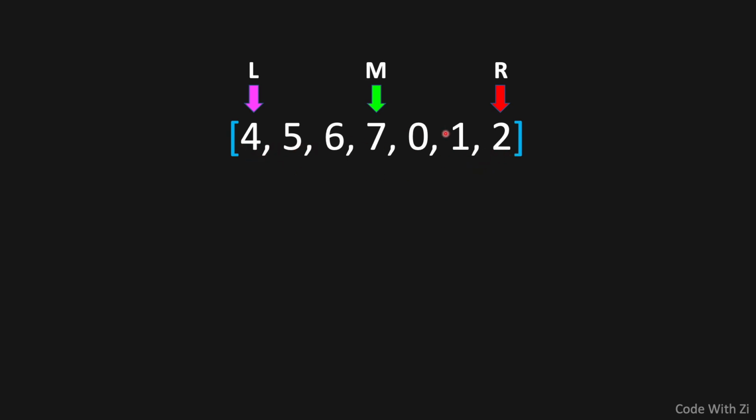And prior to the rotation, this array was properly sorted. But now this is not the case. We have rotation, but if we look carefully, we can see that this part of the array is actually sorted. We have 4, 5, 6, 7, and this part of the array is actually sorted.